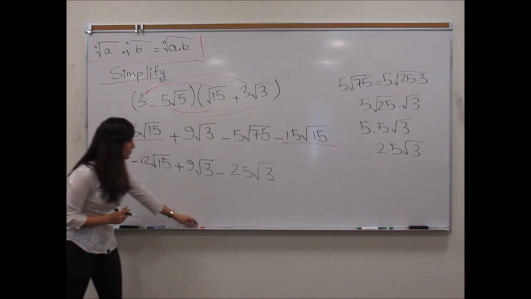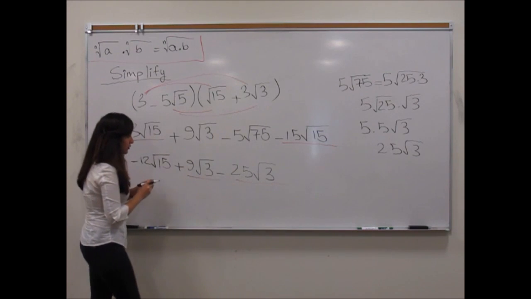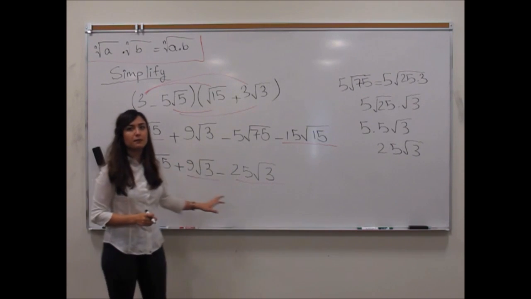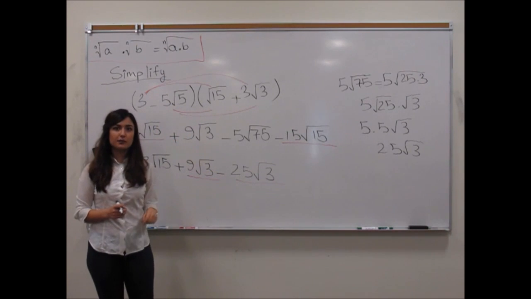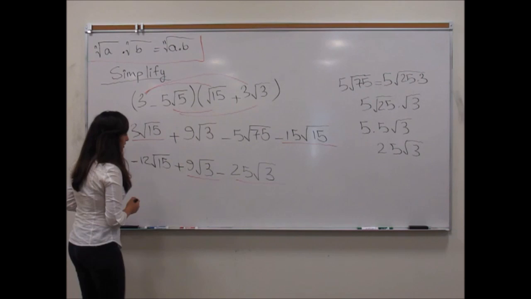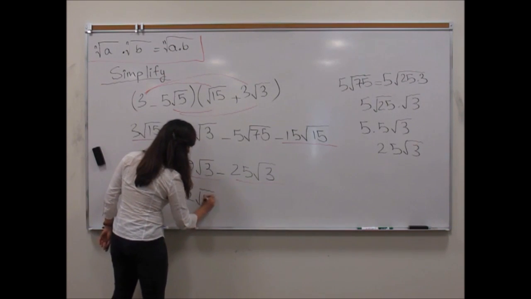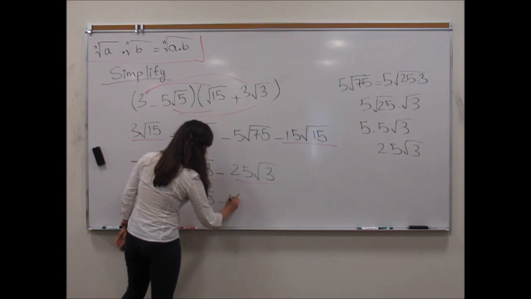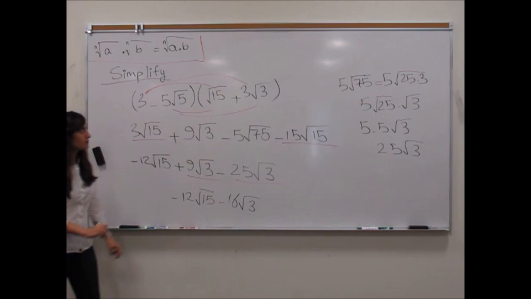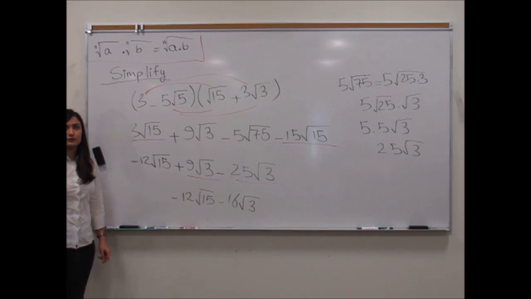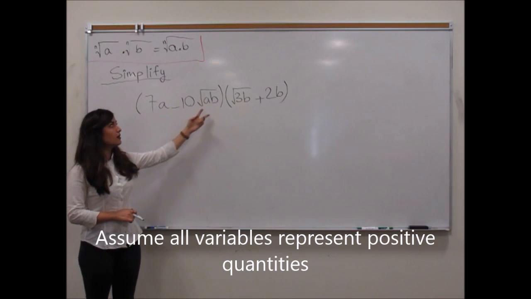So here we have 2 more like terms, 9 rad 3 and 25 rad 3. So this is like 9 of something minus 25 of something, and that gives me 9 minus 25 gives me -16. So here my final answer is -12 rad 15 minus 16 rad 3. So that's the answer.